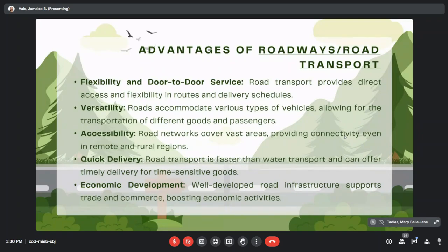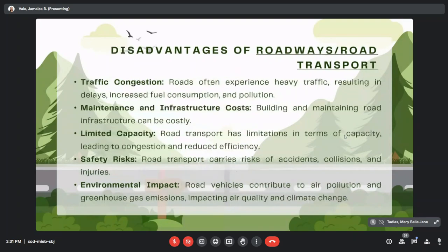Next, accessibility. Road networks cover vast areas, providing connectivity even in remote and rural regions. Quick delivery. Road transport is faster than water transport and can offer timely delivery for time-sensitive goods. Economic development. Well-developed road infrastructure supports trade and commerce.